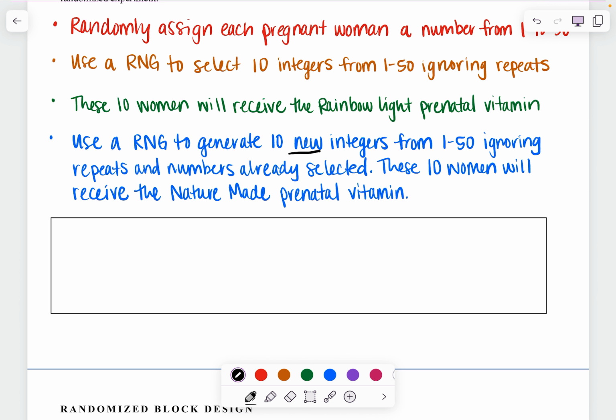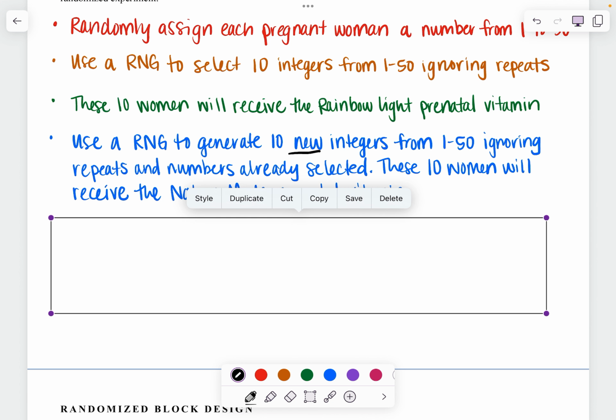Technically, by saying new, you don't really have to include any numbers already selected, but I'm thinking of the dumbest person I know, and I am overstating this. I told everybody yesterday, so I'll tell you guys. I think of my brother. He's my younger brother. He's not dumb, but he acts dumb sometimes. These 10 women will receive the Nature Made prenatal vitamin.